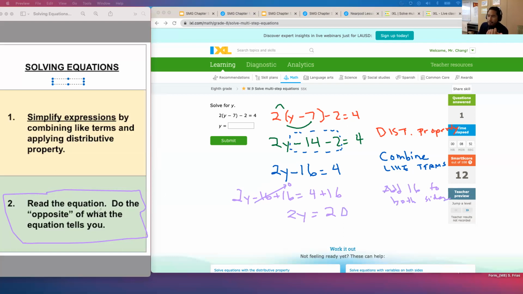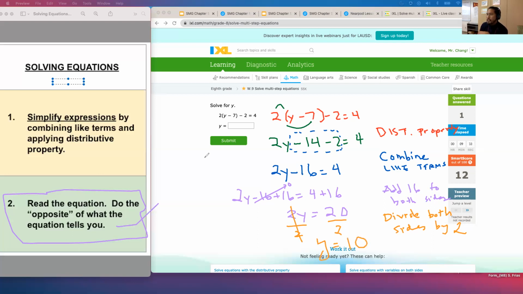Now, go back here, read the equation, do the opposite of what the equation tells me. 2y is the same as 2 times y equals 20. So instead of multiplying y by 2, I'm going to divide both sides by 2. So 2y divided by 2, 20 divided by 2. If I have 2 y's and I take half of that, then I'm just left with 1 y. And 20 divided by 2 is 10.